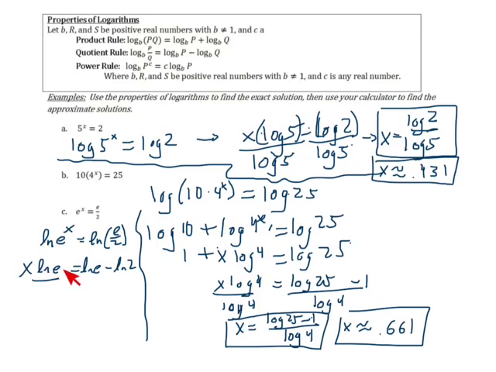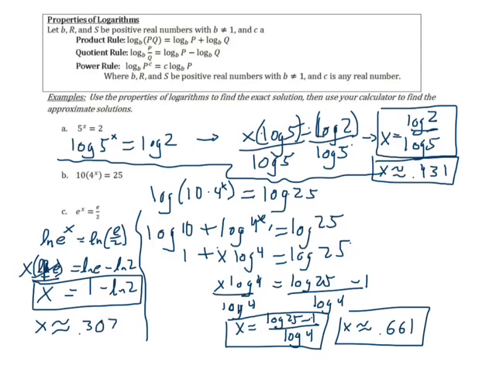E to what power gives us e? Well, it's e to the first power. And so this is just 1 here. And so this whole thing becomes 1. So x equals 1 minus the natural log of 2. And that's our answer exactly right there. We solve for x. If you want an approximate, we end up with 0.307.